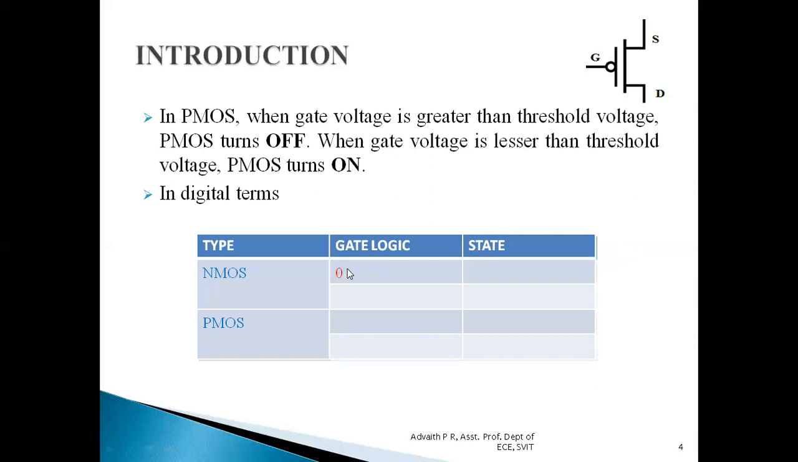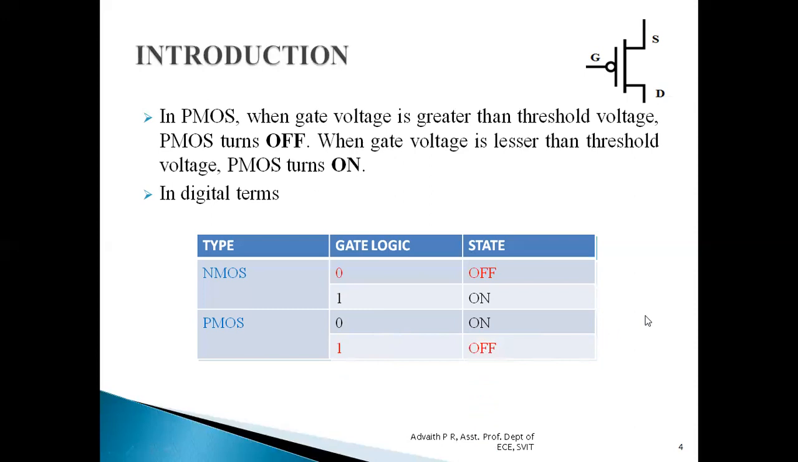For an NMOS transistor, when the gate level logic is 0, the state of the NMOS is off. When the gate level logic is high, the state of the NMOS is on. Similarly, for a PMOS transistor, when the gate level logic is 0, the PMOS transistor is on. When the gate level logic of a PMOS transistor is high, the state of the MOSFET is off.